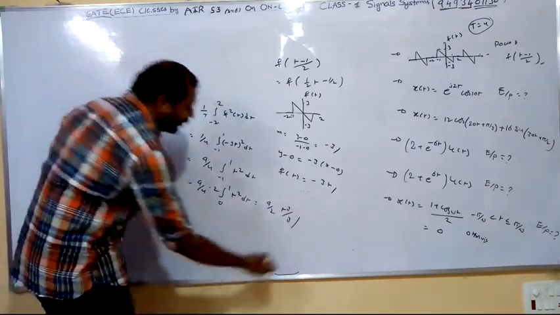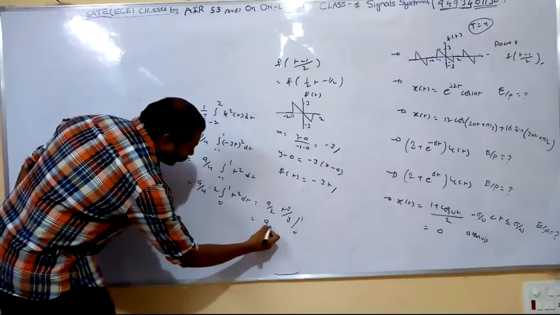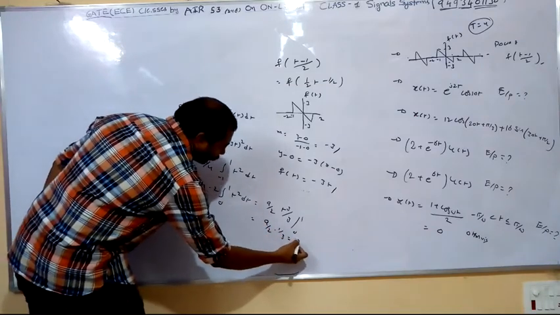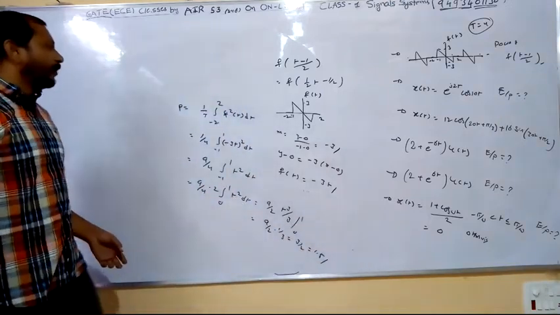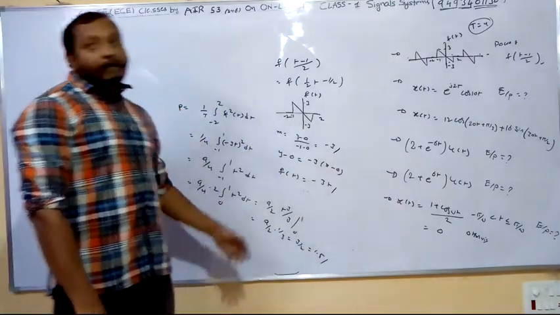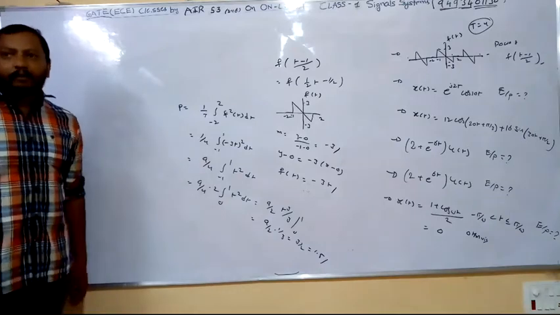So this is equal to 9 by 2 into t cube by 3. Limits are from 0 to 1. So this value is equal to 9 by 2 into 1 by 3. And this is equal to 3 by 2, which is equal to 1.5. Thus, this is the power over one period.